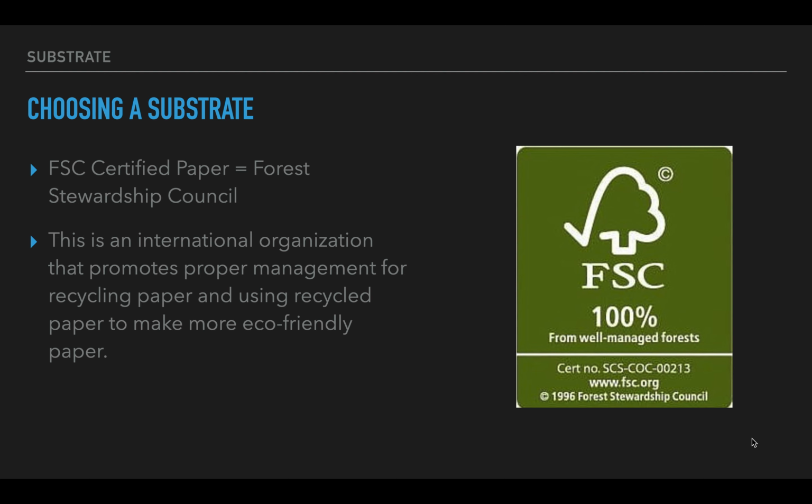FSC certified paper stands for Forest Stewardship Council. So if you ever see this symbol on the right-hand side, that's how you can guarantee that you're using some form of recycled material. Most of the reams of paper you buy from Staples, make sure they have this. And even on the rolls of label stock that we use today, this is still a symbol that we know has post-consumer waste. This is an international organization that promotes proper management for recycling paper and using recycled paper to make more eco-friendly paper.